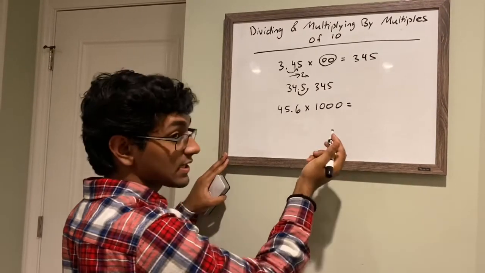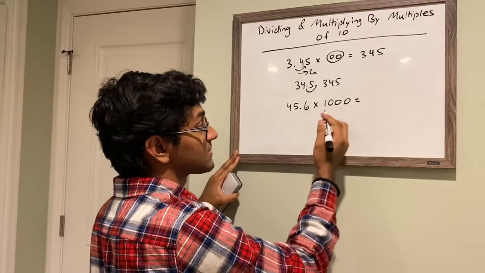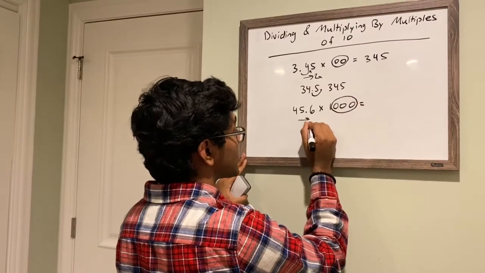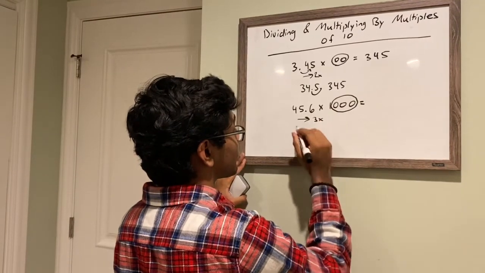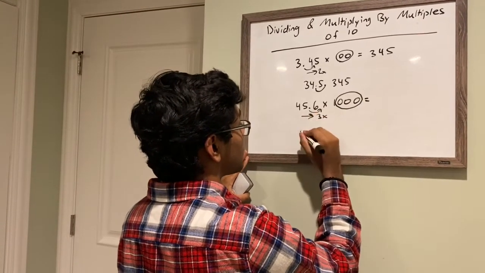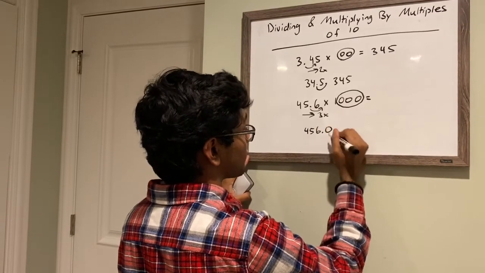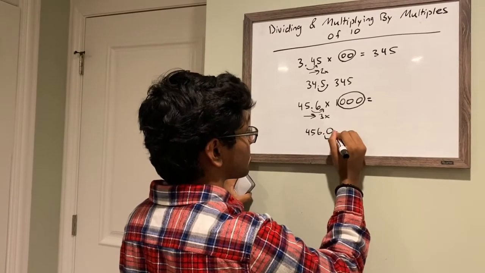And now let's look at the second example, 45.6 times 1,000. So 1,000 has three zeros, so we're moving it to the right three times. So first let's move it to the right once. So it becomes 456.0. And then let's move it to the right again for the second time.